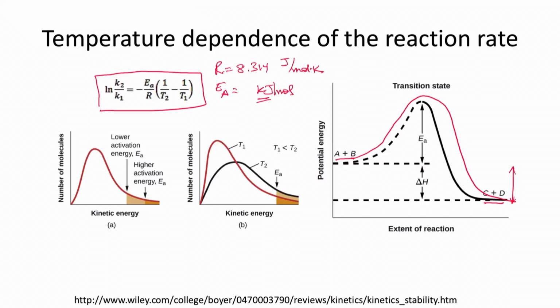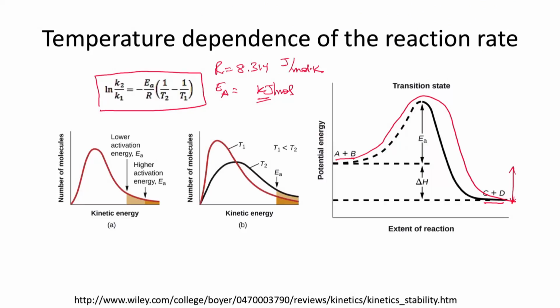Because I have to overcome things like electron clouds and repulsions when I'm bringing these molecules closer together. So the amount of energy that I need to overcome this unfavorable repulsion in order to eventually get the payoff of the more stable products is called the activation energy, EA. Different chemical reactions are going to have different activation energies.